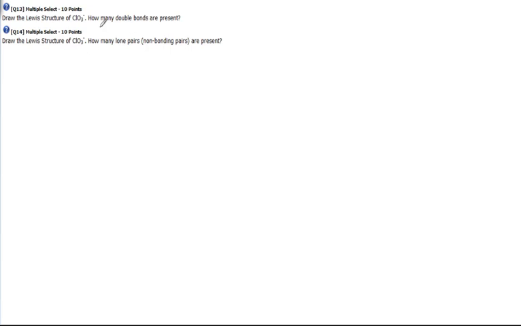Alright, so we have to draw the Lewis dot structure for ClO3-. Now the first thing we want to do is figure out our valence electrons. If you want more information about this, you really should look at my video tutorials on drawing Lewis dot structures. You'll find them in the same folder.